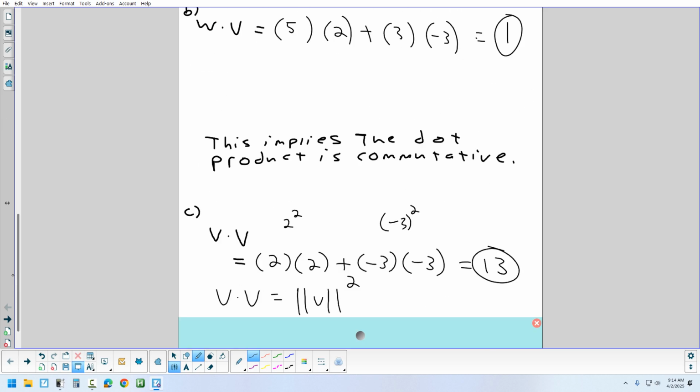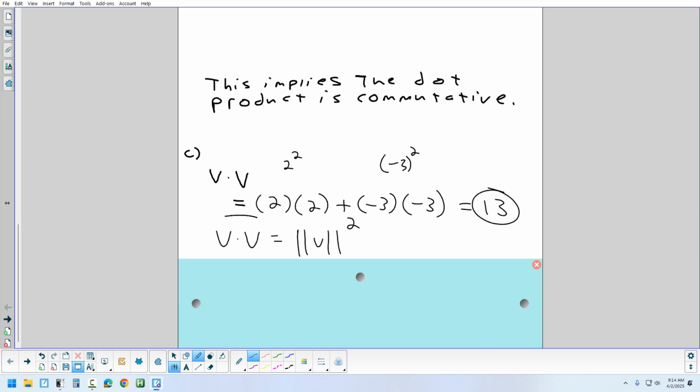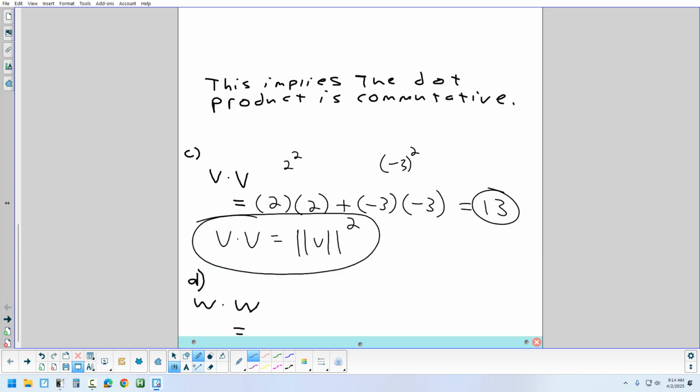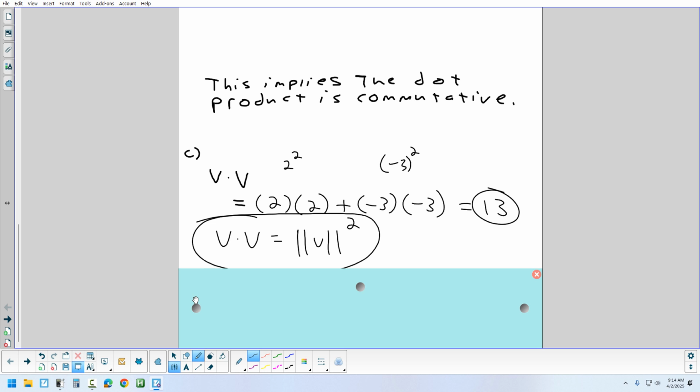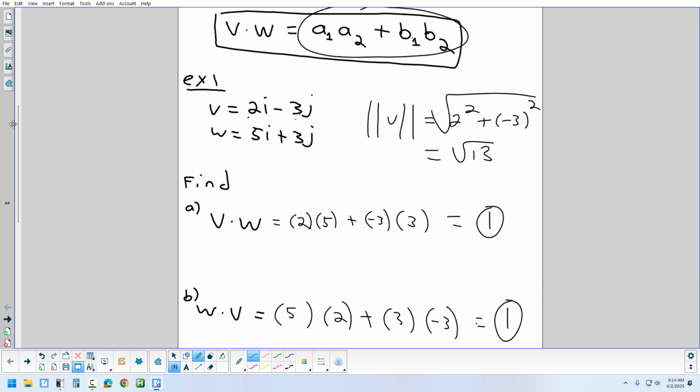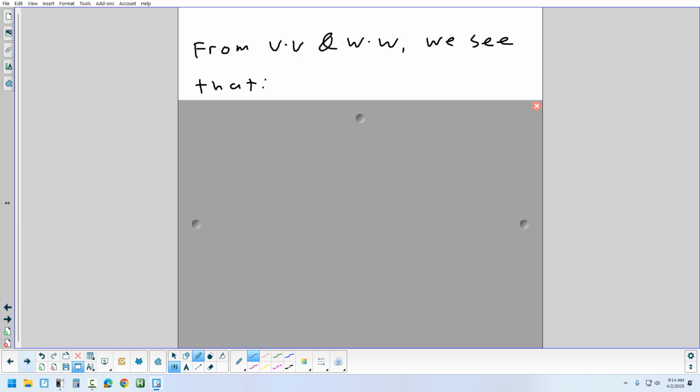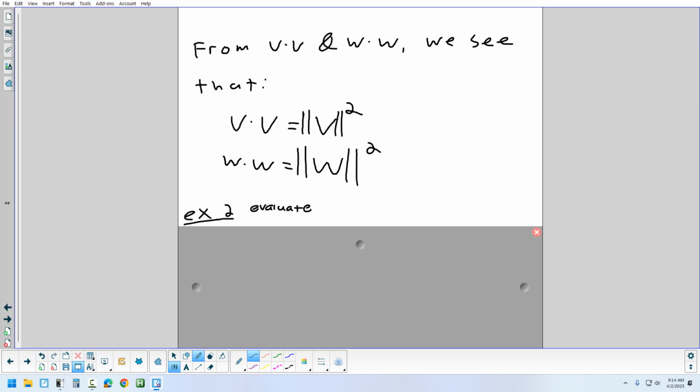Okay. Any question on that idea? We're going to need that formula later on. And that would work for W. I'm not going to do W, but if I did W dot W, I would get 5 squared plus 3 squared. Okay, and we just wrote that down. So when you dot a vector with itself, you get the magnitude squared.